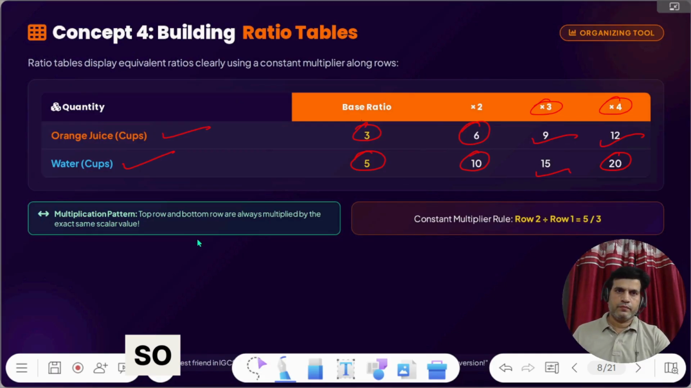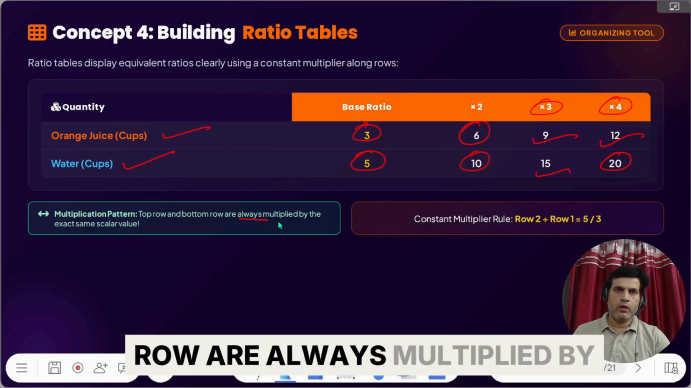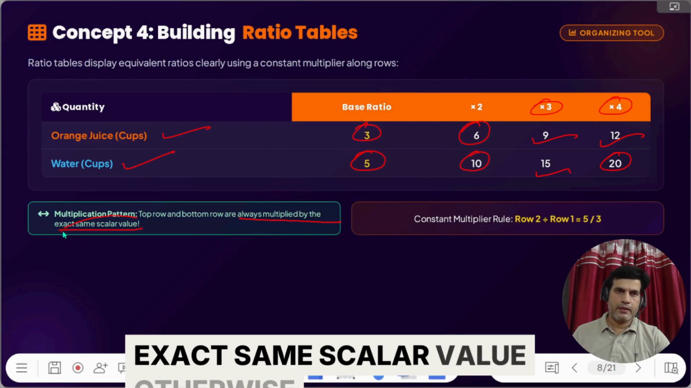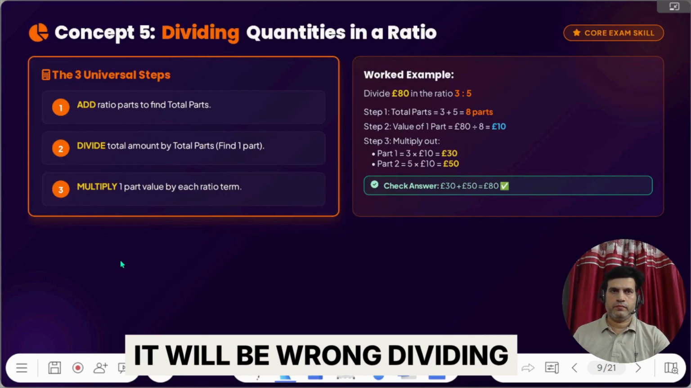Okay, so the top row and bottom row are always multiplied by the exact same scalar value, otherwise it will be wrong.